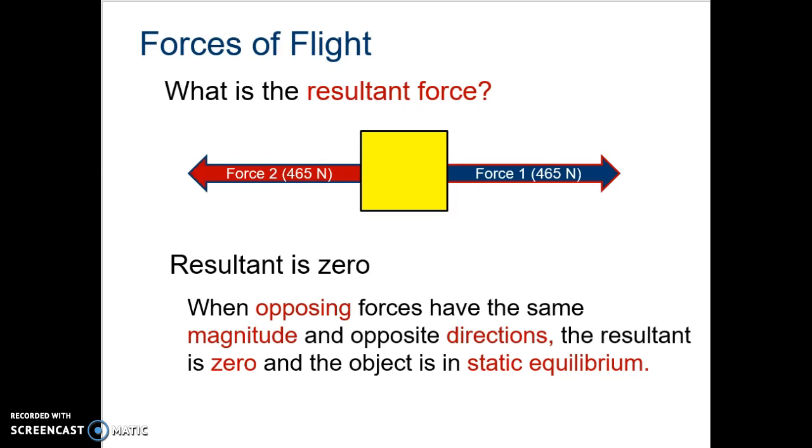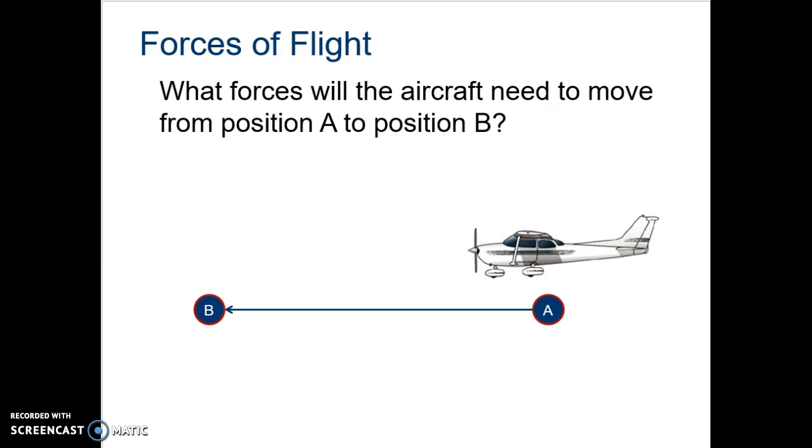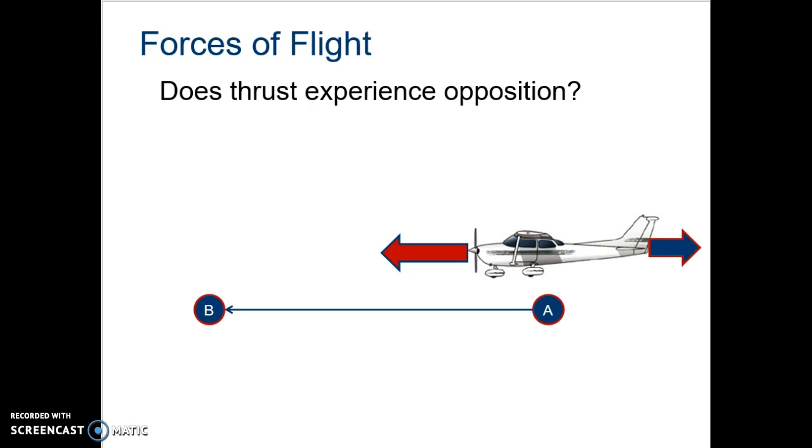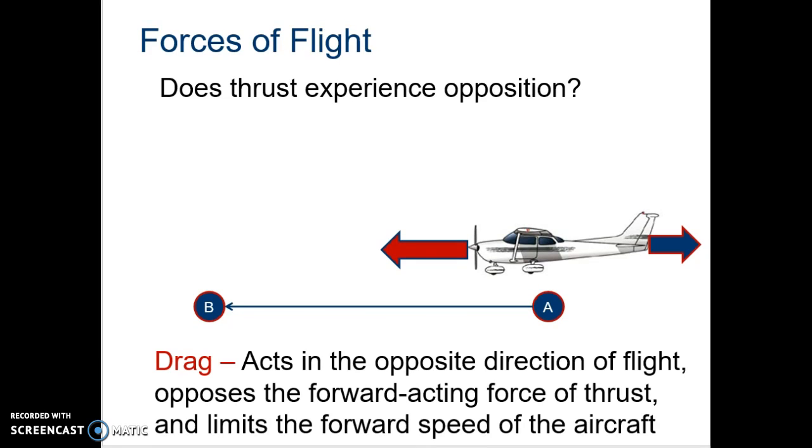Here's a simple example. What forces on the aircraft will be needed to move from position A to position B? Well, it has to be the force in the forward direction of movement. And that type of force on a plane is called thrust, which is generated by engines. Does thrust experience opposition? Yes, it does. That force is called drag.